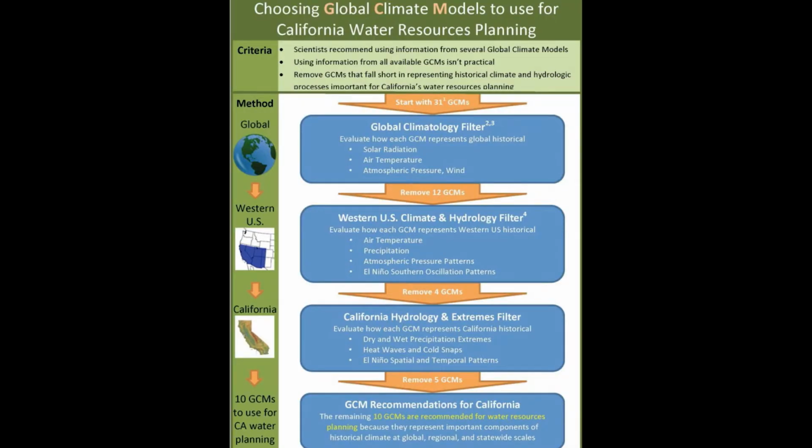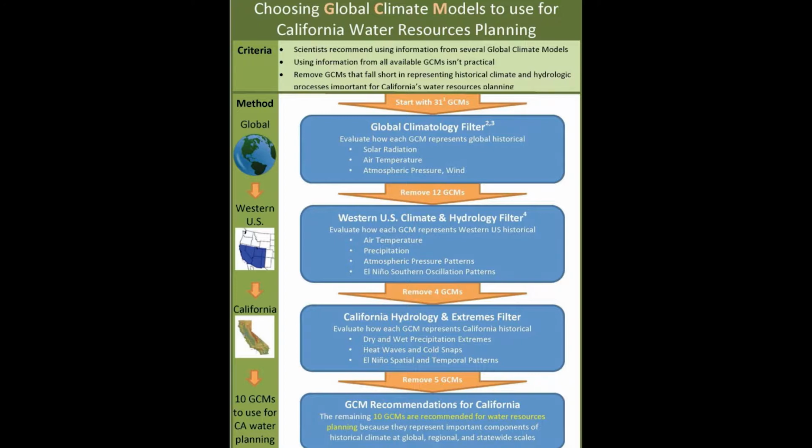And here's an example of how the state of California does this. They look at particular factors for the entire globe. Do the models do okay? Well, some of them don't. We're going to remove these 12 and then move on to look at processes that are important for the western US, and then processes that are particularly important for California. And at the end of the day, they end up with 10 models that they use.